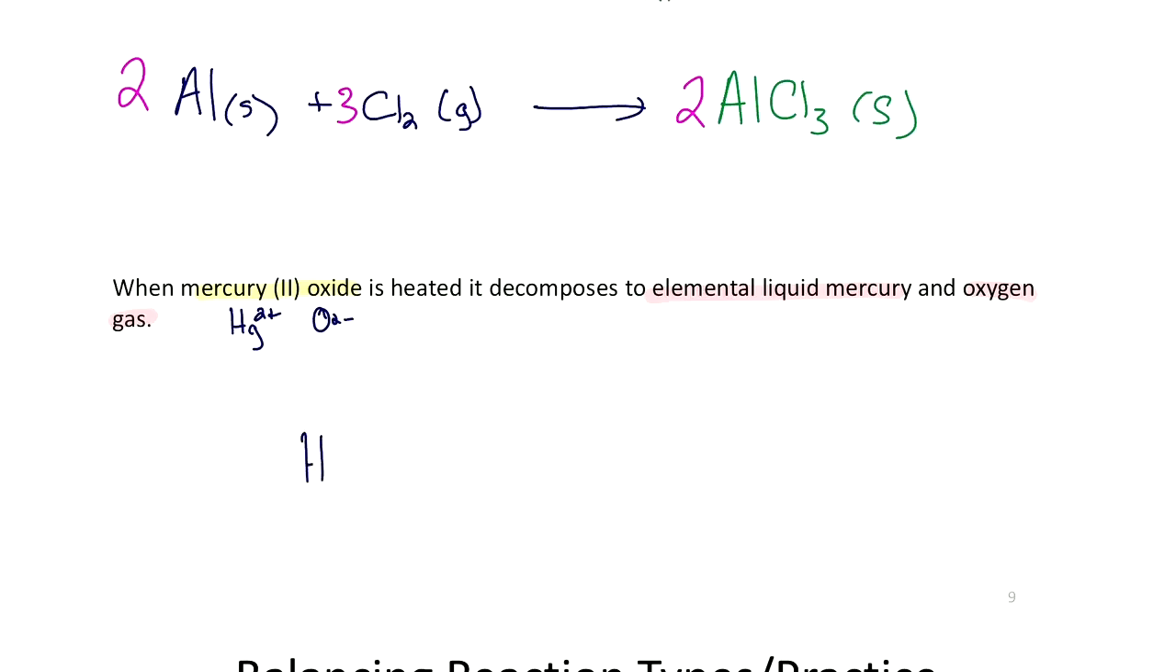So it looks like it's HgO. This is a solid, although I should have specified it in this question. And it decomposes. So is there any other reactant present? No, it's just mercury oxide. Yep. Okay, but now we need to figure out what the products are. Elemental liquid mercury, what is that? Hg(l), liquid, yep, that's it. All right, so there's one of my products. And then the other product?